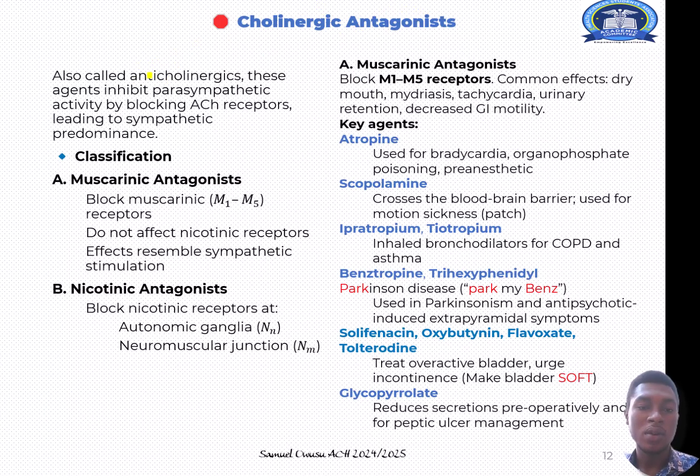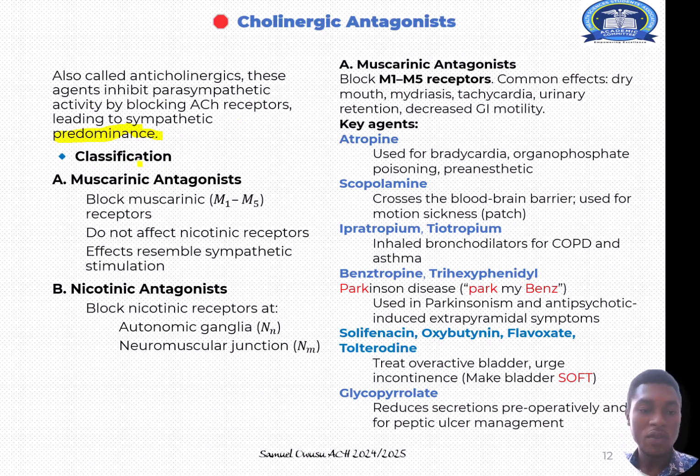These are also called anticholinergics, and these inhibit the parasympathetic activity by blocking acetylcholine receptors, and that is going to lead to what? The activity being reversed, what we call sympathetic activity. Okay, so one thing you want to take note of is that the cholinergic blockers or the antagonists tend to act like sympathomimetics, or they tend to act like agents that cause what? The enhanced effect of the sympathetic nervous system.